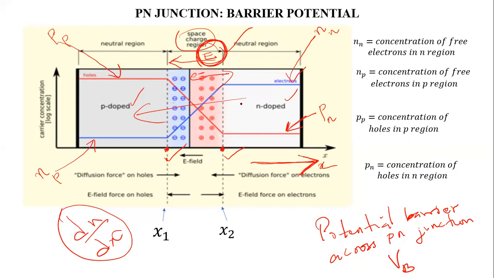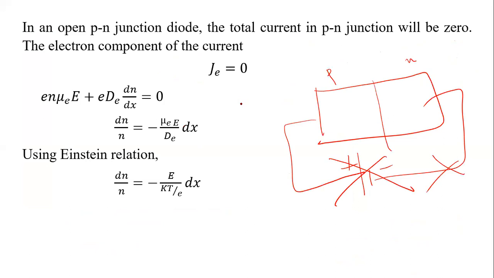Okay, so if you take a lone p-n junction without any external biasing, the current across the p-n junction will be zero at equilibrium. Therefore, in an open p-n junction, that is without any external connection, the total current will be zero. So the total current component of the electrons is zero, and the total current component of the holes will also be zero.